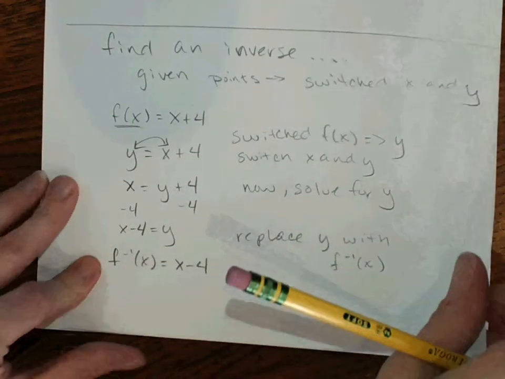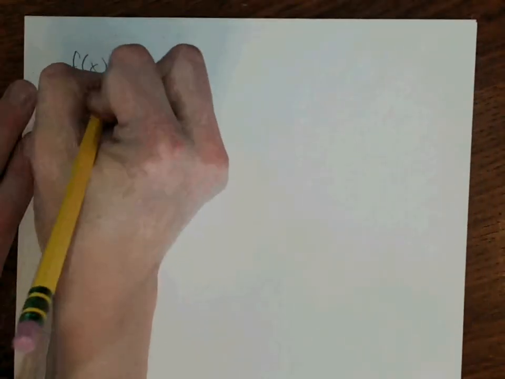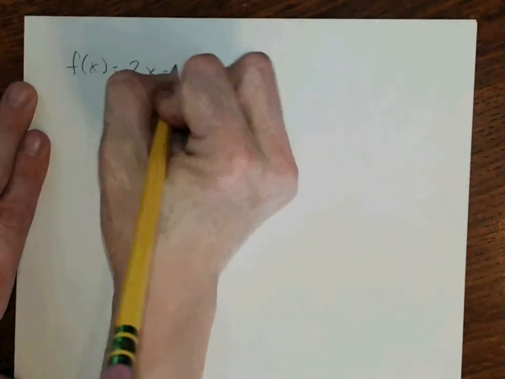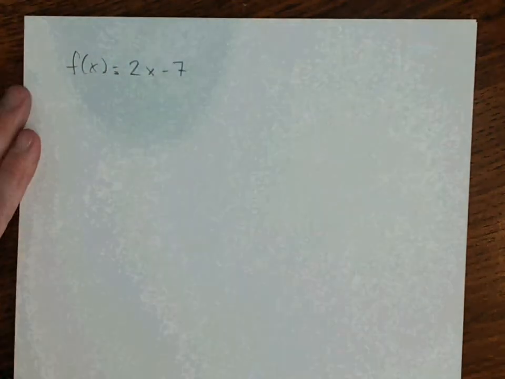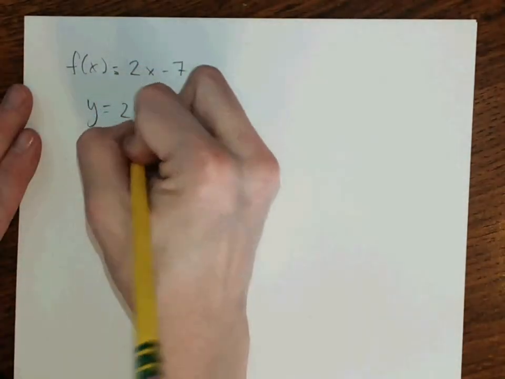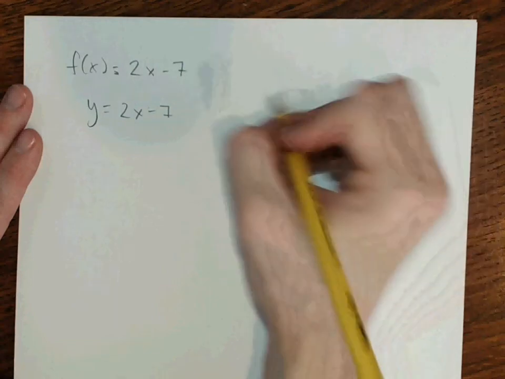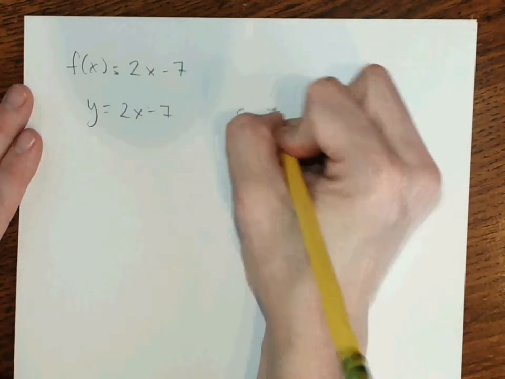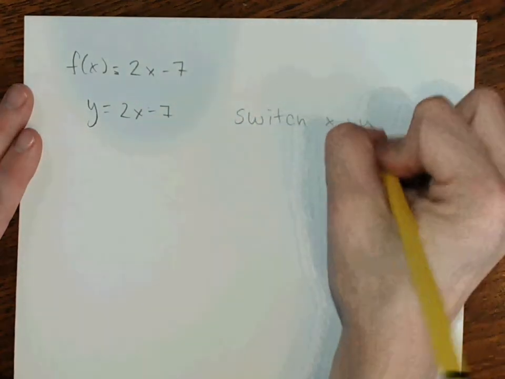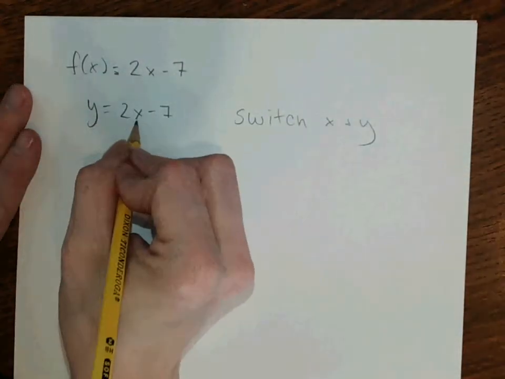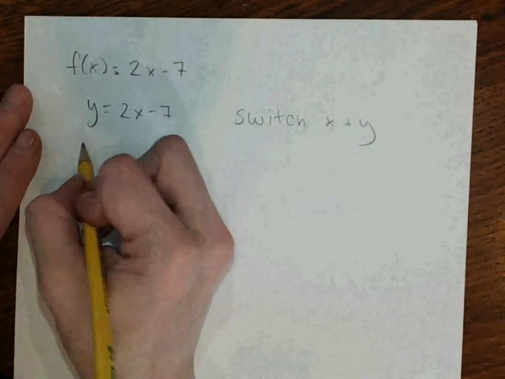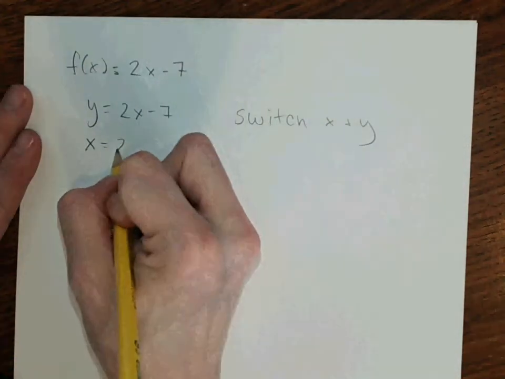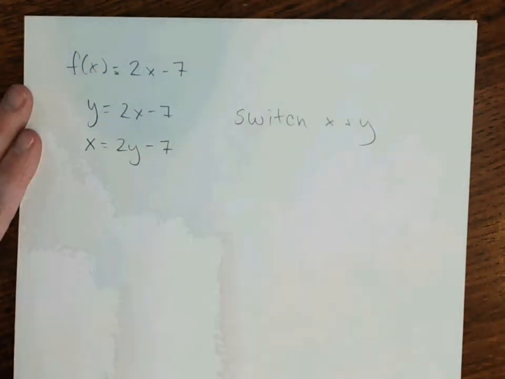Let's look at another example with something that's a little bit more complicated. Let's look at f of x is equal to 2x minus 7. Okay. So remember, the first thing I'm going to do is replace that with a y. And then next, I'm going to switch my x and y. So instead of y equals 2x minus 7, I'm going to have that x is equal to 2y minus 7.